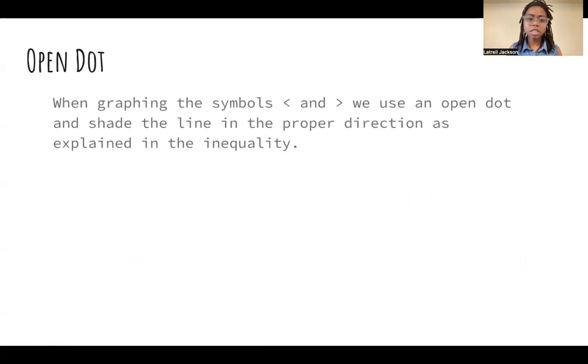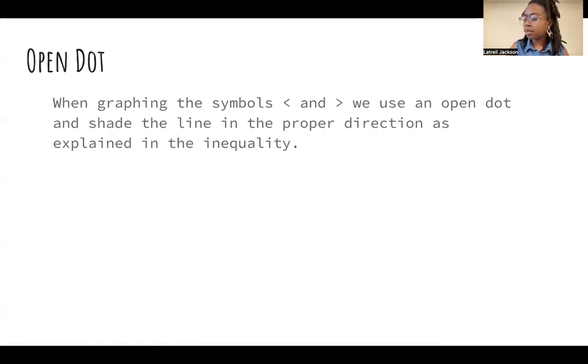So in this portion, we're going to talk about when graphing, we use an open dot. Sorry, when graphing the symbols greater than and less than, we use an open dot and shade the line in the proper direction as explained in the inequality.